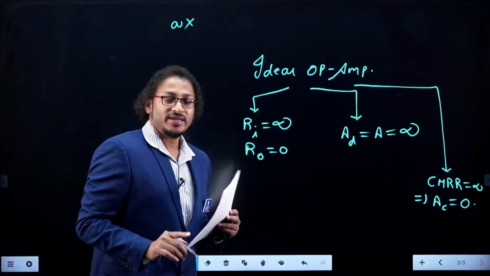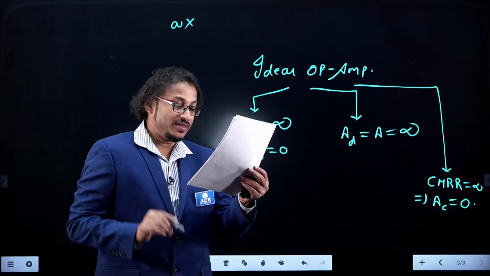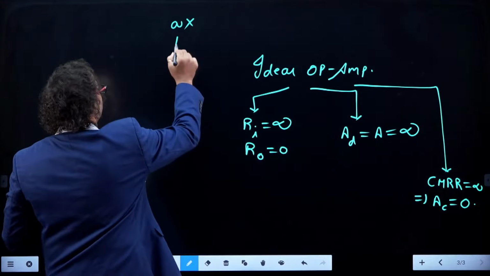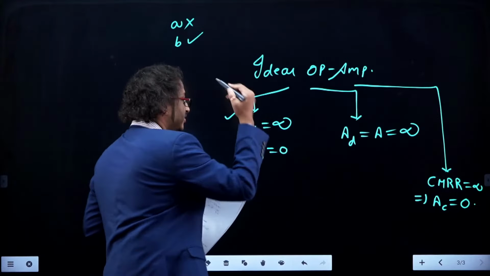Okay, in option A, the examiner has provided infinite output resistance, which is wrong. Whereas in option B, infinite input resistance, option B must be correct. Infinite input resistance, yes, absolutely, input resistance is infinite.